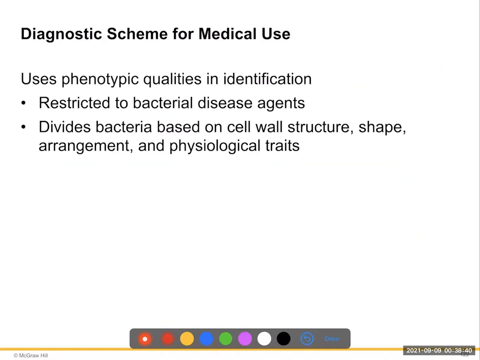Diagnostic schemes for medical use. We use the phenotypic qualities in the identification part. We have to identify the bacteria and be able to know what it does to treat our patients correctly. Restricted to bacterial disease agents. Divide bacteria based on cell wall structure, their shape, their arrangement, and their physiological traits. So we know how to treat patients with these infections.